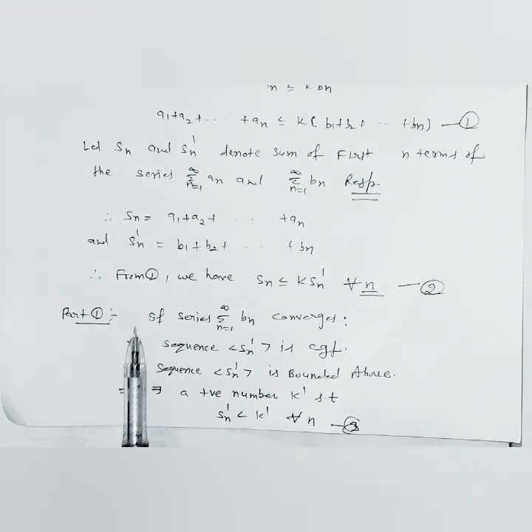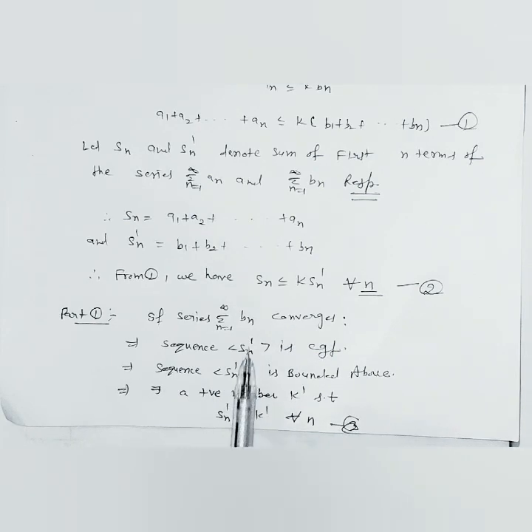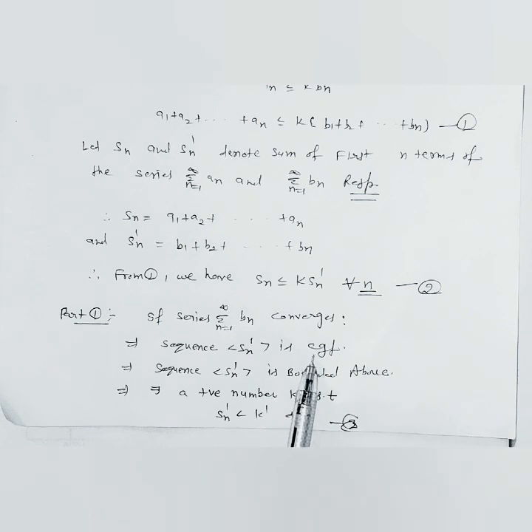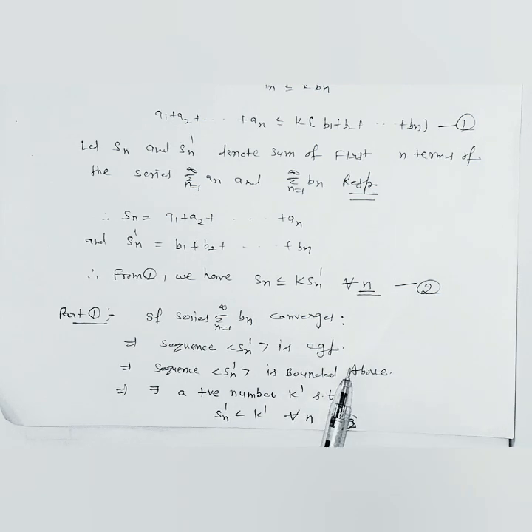So for the first part, if the series bn is convergent, we know that if a series is convergent, then the sequence of nth partial sums of that series is also convergent. So the sequence Sn dash is also convergent, and we know that every convergent sequence is bounded. Every convergent sequence is bounded, so it is bounded above. So the sequence Sn dash is bounded below as well as bounded above. So it is a positive term series whose nth partial sum is bounded above.